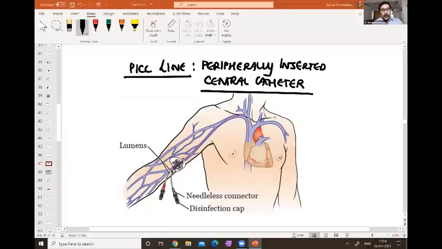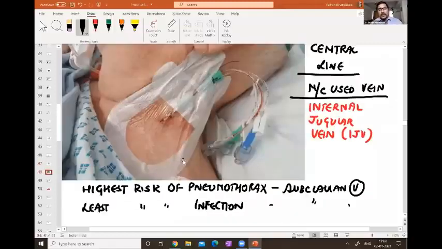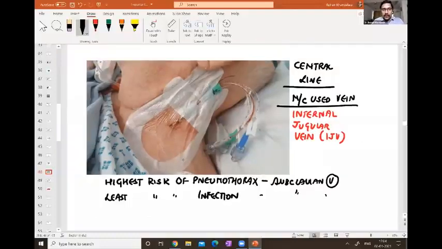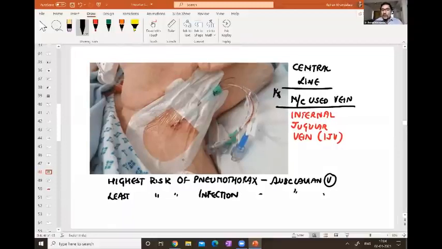This one is a central vein. You can see this is a central line or a central venous insertion. And central line, the question which was asked last year in the FMG exam, the most commonly used vein is the internal jugular vein. The highest risk of pneumothorax is when you insert it in the subclavian vein, and the least risk of infection is also with subclavian. Please remember, questions from central lines are extremely important. You should know about a central line and these simple questions which I've told you.